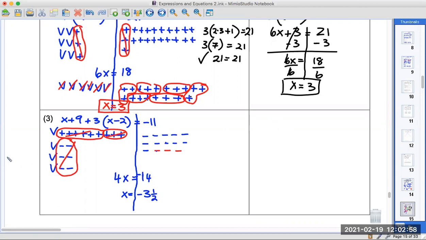So let's make this side over here just the algebra, x plus 9 plus 3 groups of x minus 2 is equal to -11. Draw your line. Okay, the first thing is solving parentheses. Start from the front, rewrite everything, but when you get to the parentheses, you need to multiply.